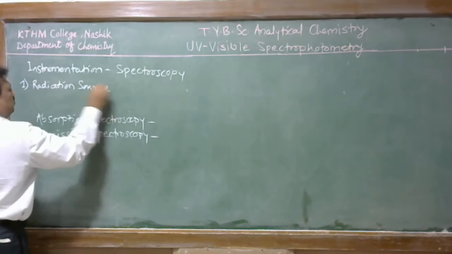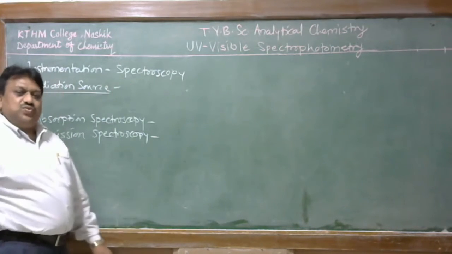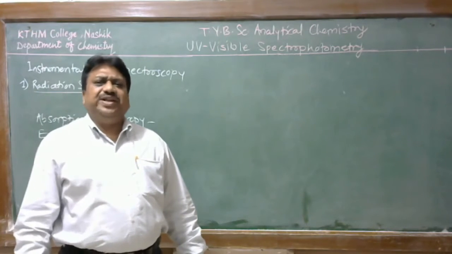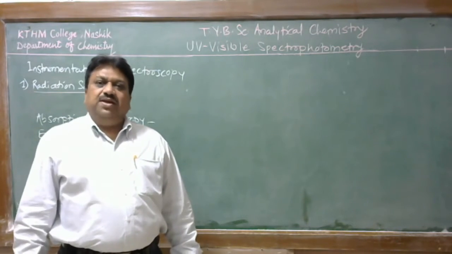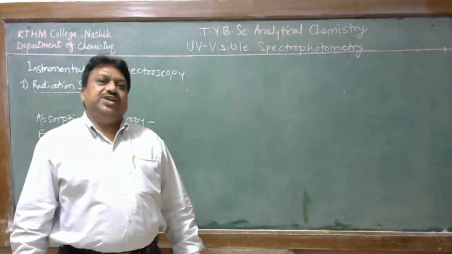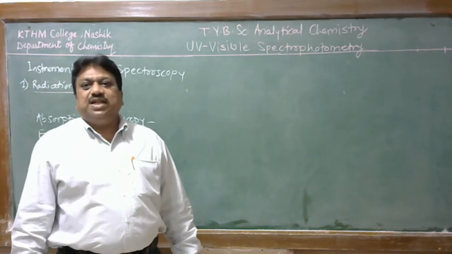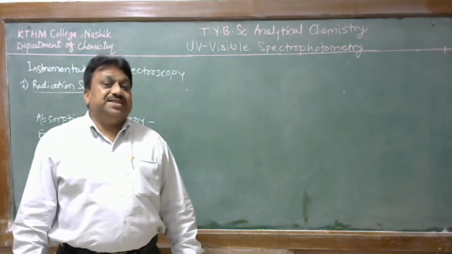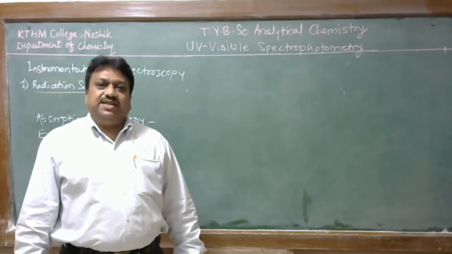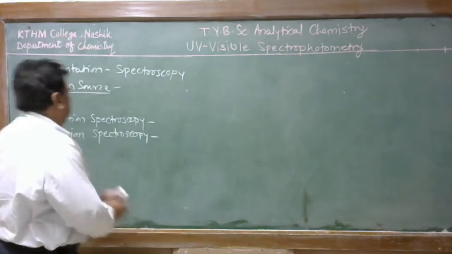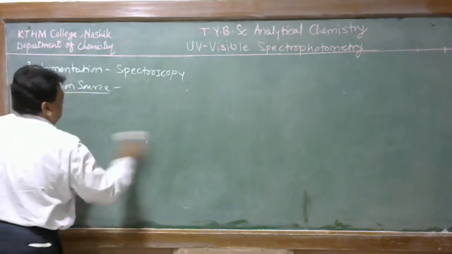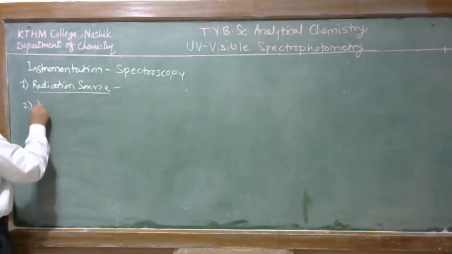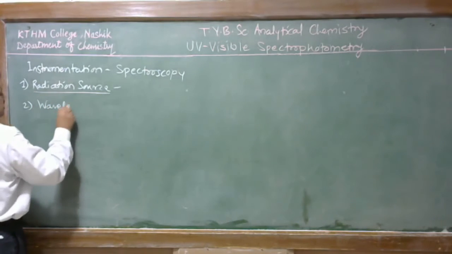There is no spectroscopic technique without a radiation source. Radiation source is the first important component of all optical spectroscopy. It is the source which is utilized in this spectroscopic analysis. This source must be stable, and it gives more intense radiation for the measurement.